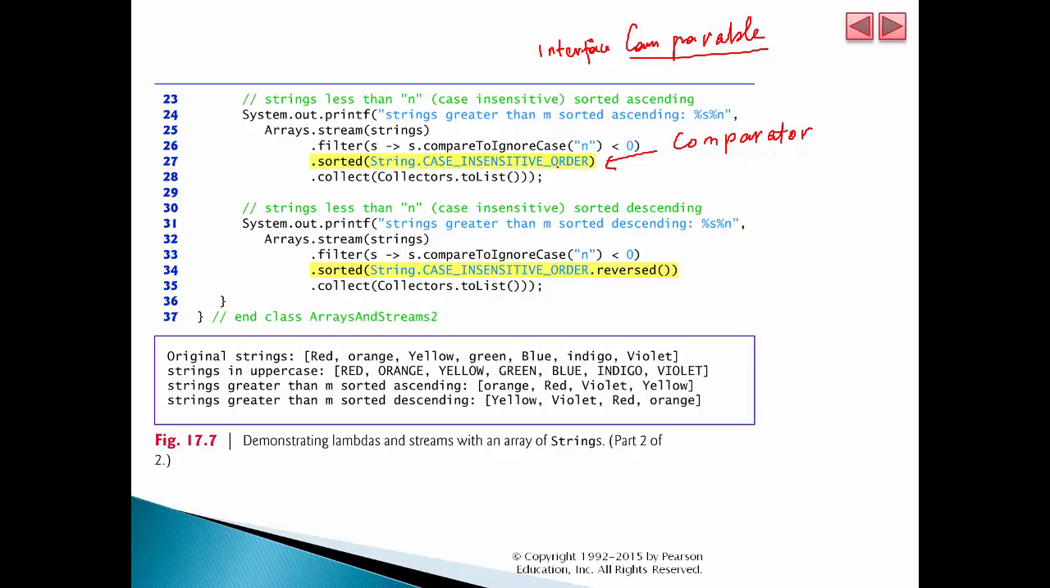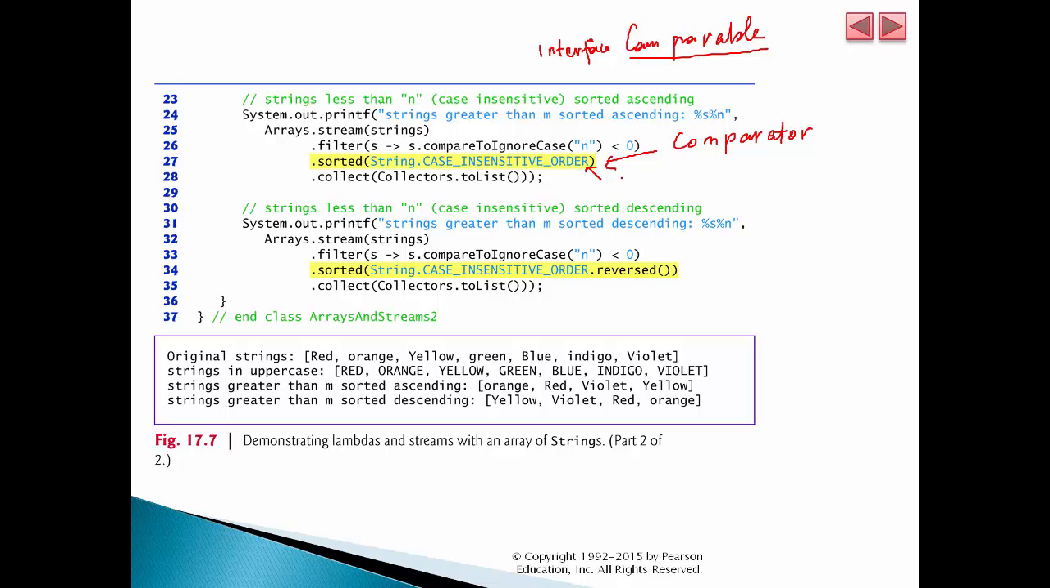So you can implement your own Comparator instance, or you can use a ready-made one. String contains a constant called CASE_INSENSITIVE_ORDER, and it is basically a Comparator. It's an object of a class which implements the Comparator interface, and then you can simply use it to get its comparison. Case insensitive means it doesn't take the case into account when comparing the strings.